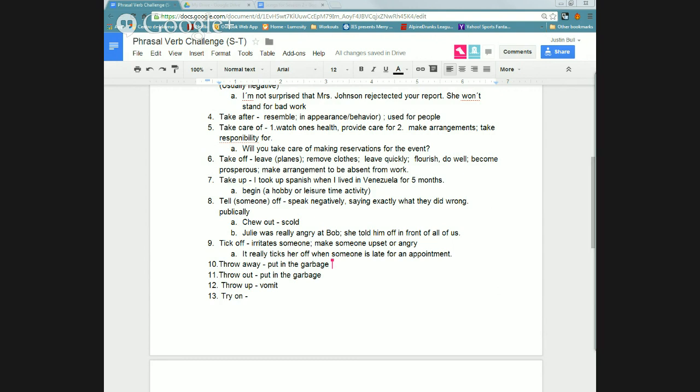Alexandra, try on. It's about clothes or makeup. Yep. If it's makeup, you apply it to see whether it fits you or not, or clothes, whether it's a good size, or whether this size fits you, or whether this style fits you. Yeah, exactly. And I can't think of any other meanings at the moment. Try on. Yes. Very good.